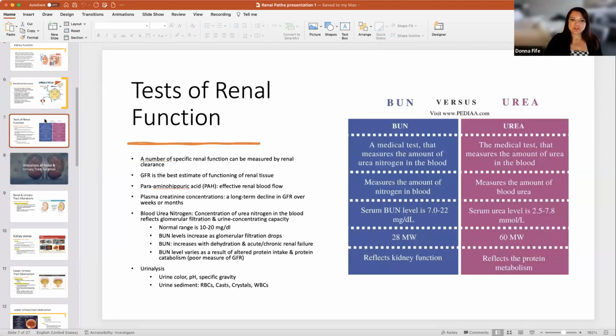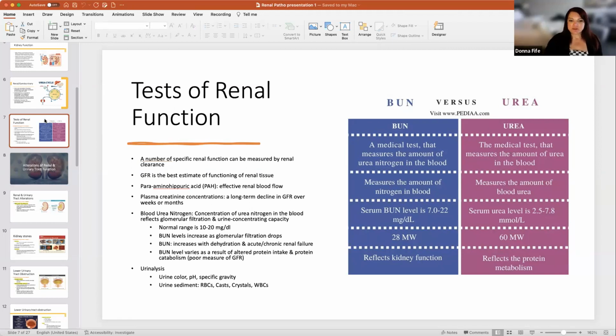Tests of renal function. A number of specific renal functions can be measured by renal clearance. GFR, the glomerular filtration rate, is the best estimate of functioning of renal tissue. Para-aminohippuric acid, or PAH, shows effective renal blood flow. Plasma creatinine concentration can show a long-term decline in GFR over weeks or months.